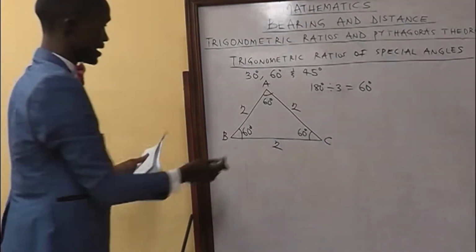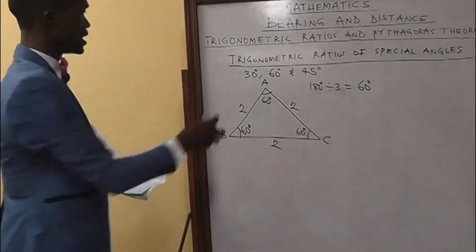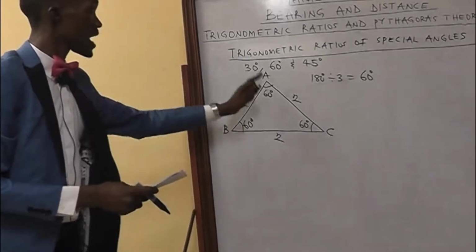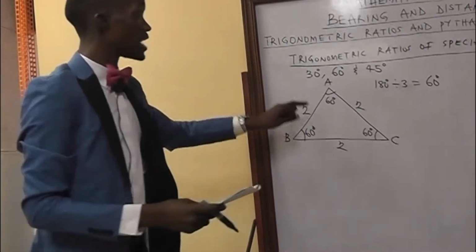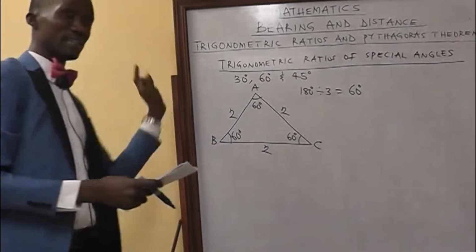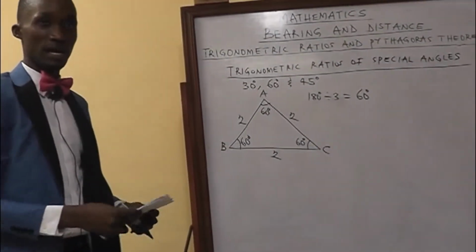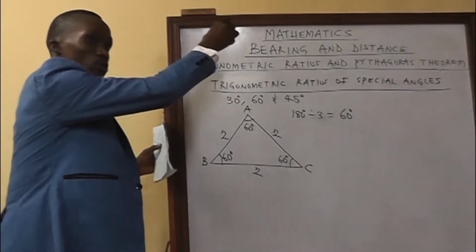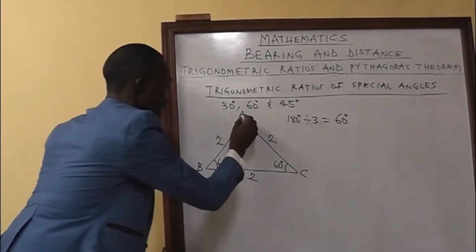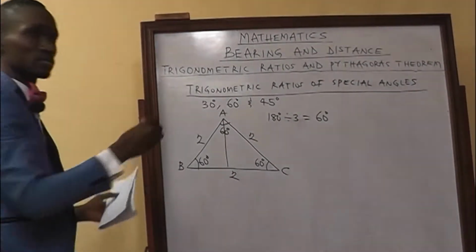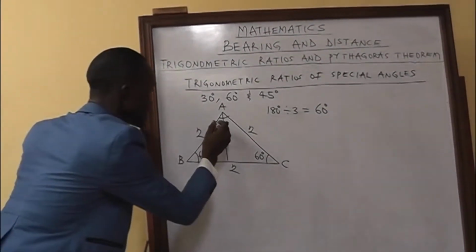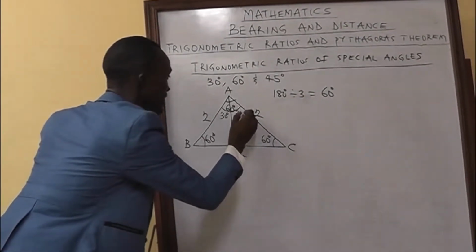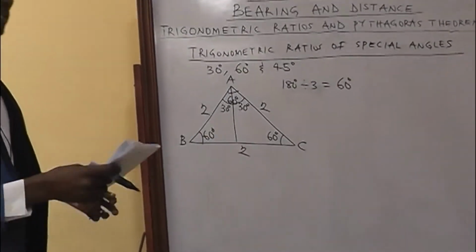So from A, the next thing to do is to get a means of bringing out a right angle triangle from A, so that the trig ratios that we have learned can be applicable. Then how do we do that? We divide this angle. There is a perpendicular bisector that divides this angle into 2 equal parts. So dividing that angle into 2 equal parts, this one will be 30 degree and this one will be 30 degree. We can as well divide any other angle.